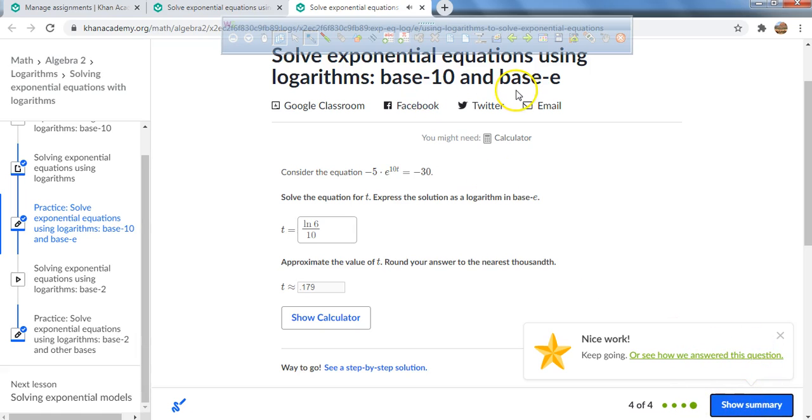That's how you solve with base 10 and base e. Tomorrow we'll do other bases, but these are the very common ones. That's your common log, and that's your natural log. Hope that was helpful, and hope you're able to solve these with super ease. I'm done.